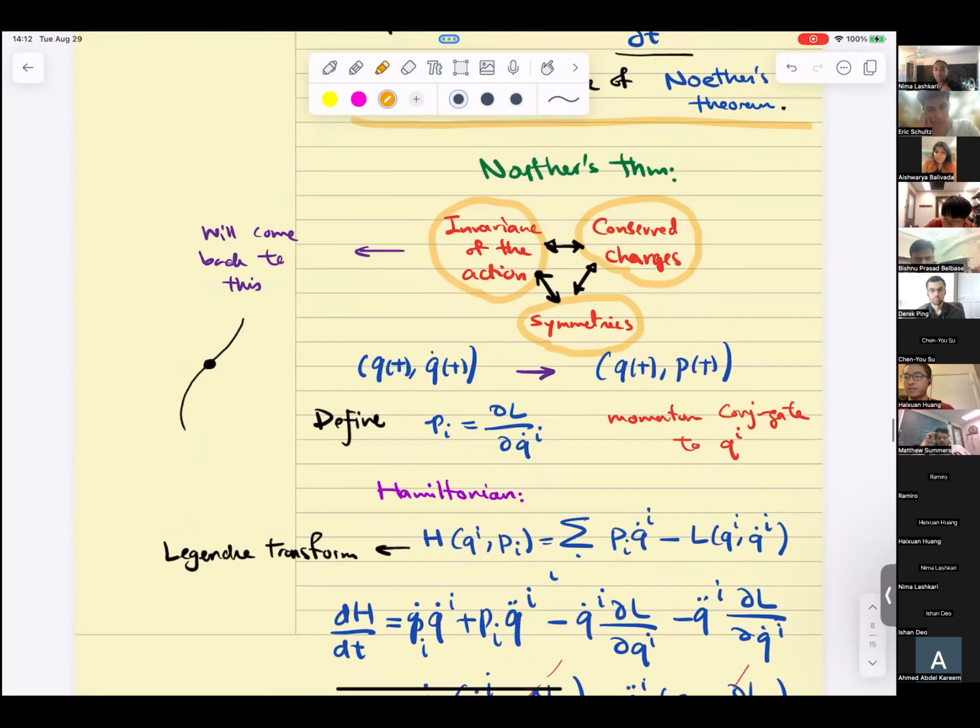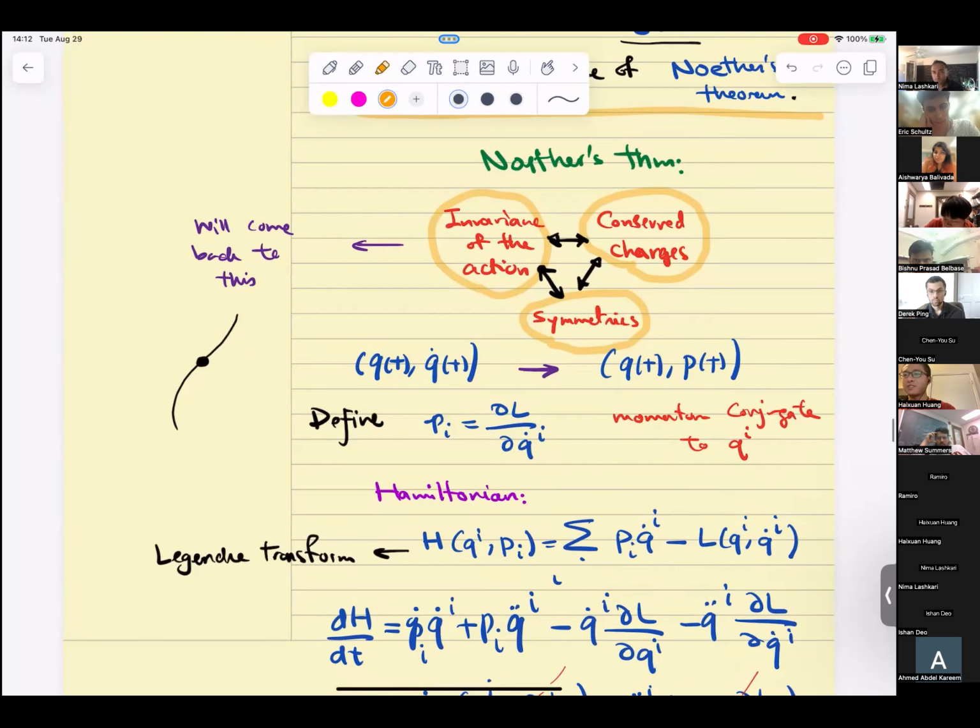Okay, so by charge, do you mean a conserved quantity? Correct. Conserved quantity. In this case, it will be energy. So the point I'm going to try to make is that time translations leave the action invariant. That has an interpretation as a symmetry, and it means that there is a charge that is conserved. What is that charge? That is energy. Okay, I see.